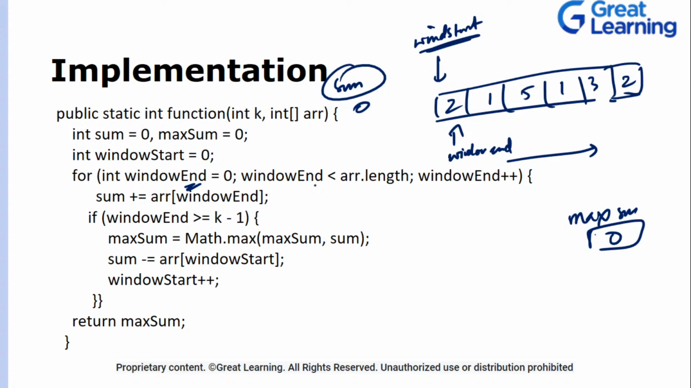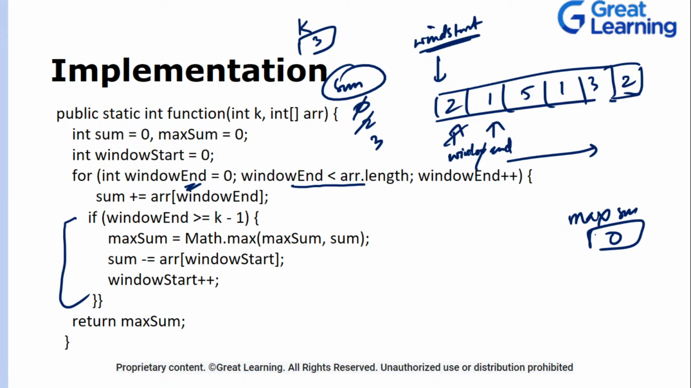Okay, fine. So now I'm checking if the window end is less than the length of the array, then I'm adding this 2 to the sum. 2 has been added. Obviously this won't be executed because we are not in the range. That means we have not exceeded the window, which is 3. So we update this, we add this 1 to the sum, which is 3.